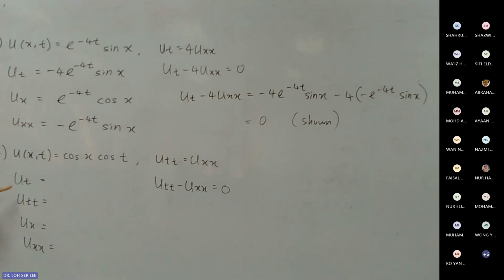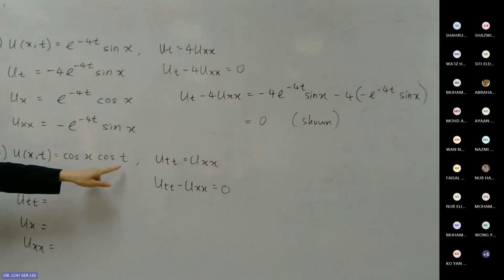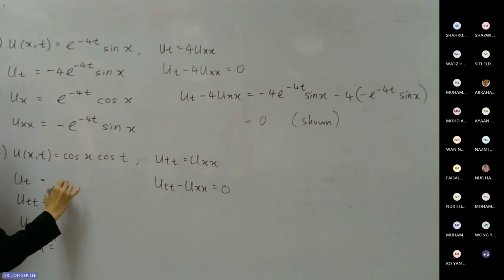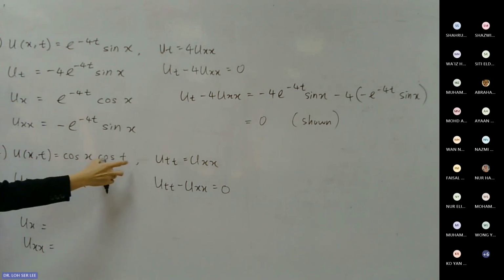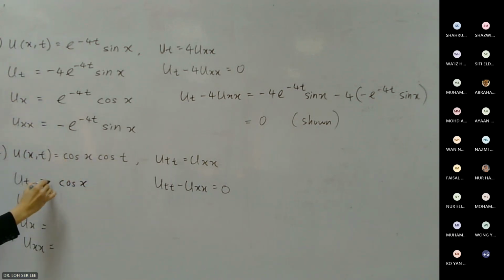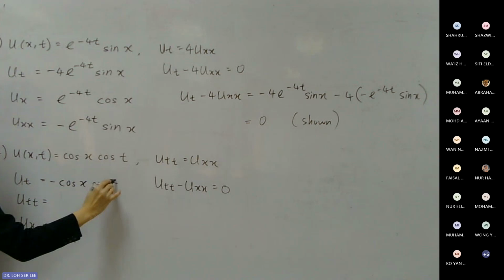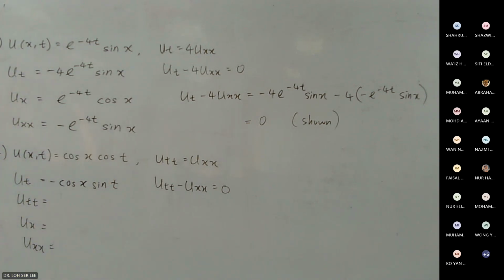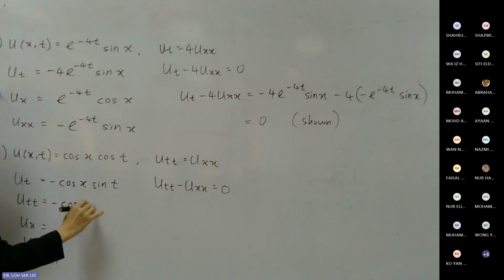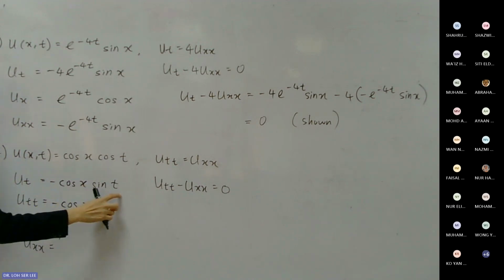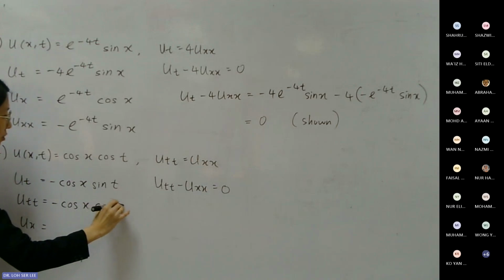Number 2, ut. t is here, so cos x is a constant. When you differentiate cos t, minus sine t. Then utt, one more time with respect to t. This is a constant now. You differentiate sine t, you get cos t.